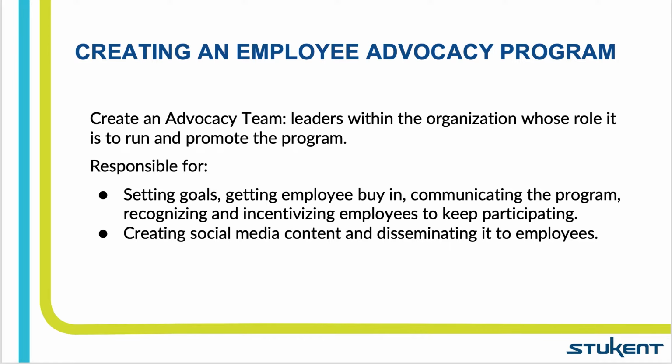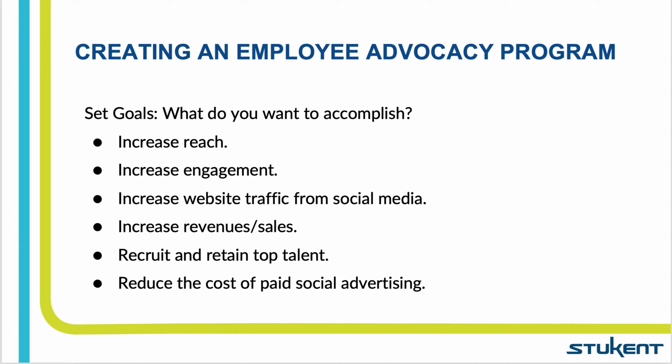So how do you do this? Well, number one, you create an employee advocacy program. This has a lot to do with that paper that we're talking about right out of Chapter 15, Section 7. You create an advocacy team, leaders within the organization whose role it is to run and promote the program. They're responsible for setting goals, getting employee buy-in, communicating the program, kind of telling people what to post and what not to post, and, more importantly, recognizing and incentivizing employees who keep participating, to keep that up. They create social media content and disseminate that information via their employees. It's a way to reach people that aren't necessarily following your organization already.